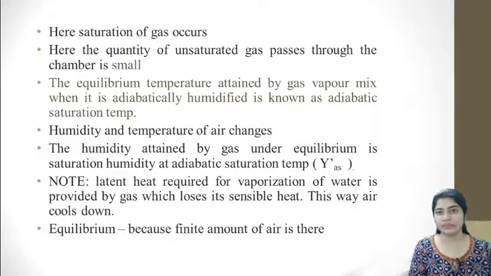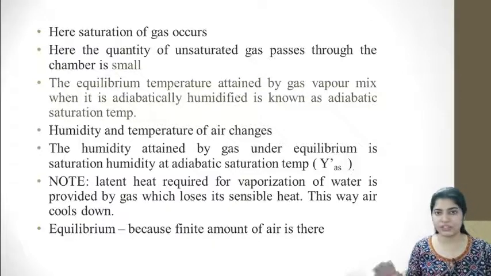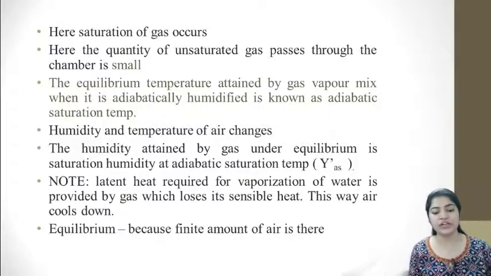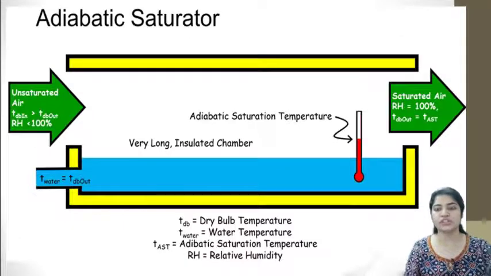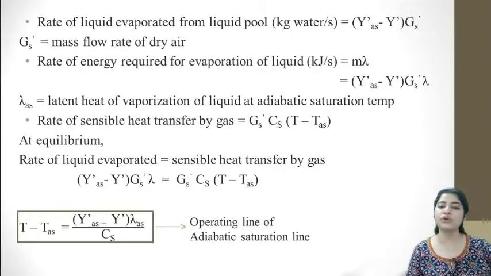Now, why is equilibrium achieved? Because a limited amount of air is passed, after some time an equilibrium condition will be reached. No further transfer of water can occur because the air is finite. A continuous flow of air is not there; in your system a finite amount of air is present, so the transfer of water is into a finite amount of air. Hence after some point an equilibrium condition would be reached, and that is your equilibrium temperature of the outlet air. Now the rate of liquid evaporated from your liquid pool, that is, the amount of water transferring, is Gs dash into (Y dash AS minus Y dash).